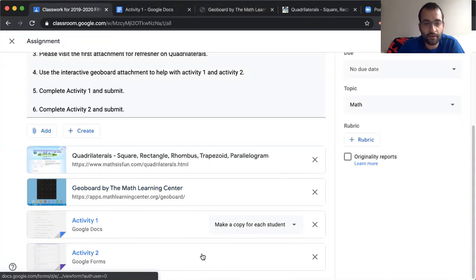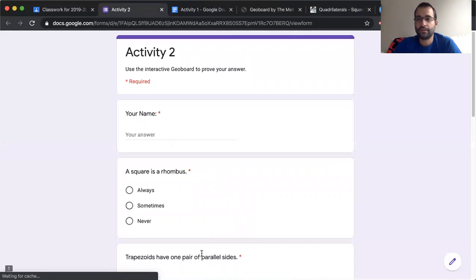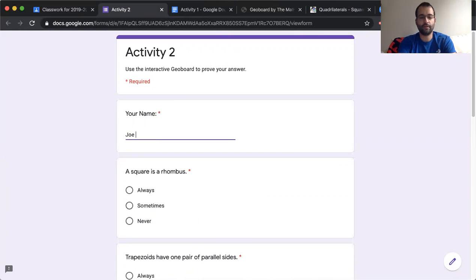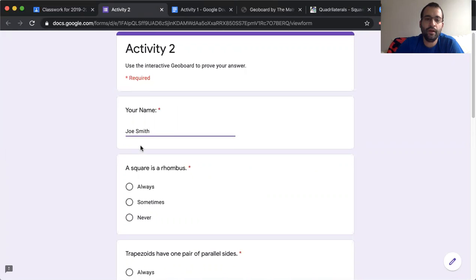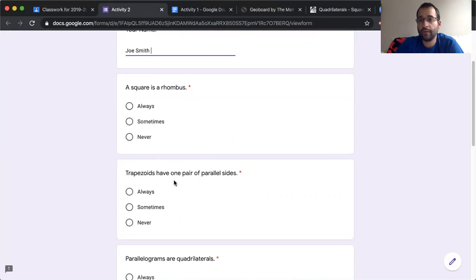And then you've got another activity, activity 2. So activity 2 is going to come up here. You're going to type in your name, okay? So I'm just going to make up a name, right? Joe Smith. You're going to put your name in there, and then you are going to answer the following questions using your interactive board and using your quadrilateral charts and information that you know. So it says a square is a rhombus.